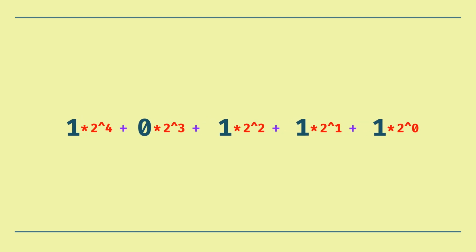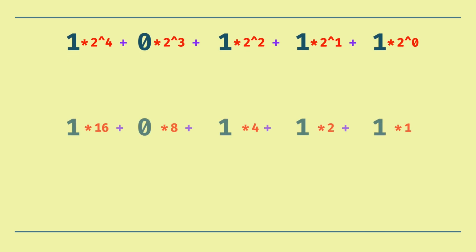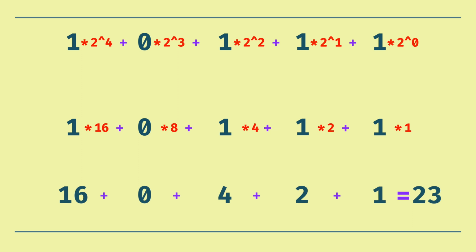Binary arithmetic is the same, only instead of working in base 10, we're working in base 2. So 1 times 2 to the 4th plus 0 times 2 to the 3rd plus 1 times 2 to the 2nd plus 1 times 2 to the 1st plus 1 times 2 to the 0. 16 plus 0 plus 4 plus 2 plus 1, that's 23.